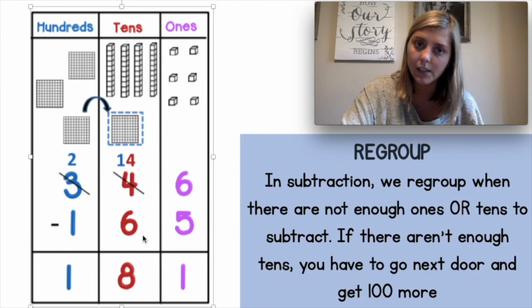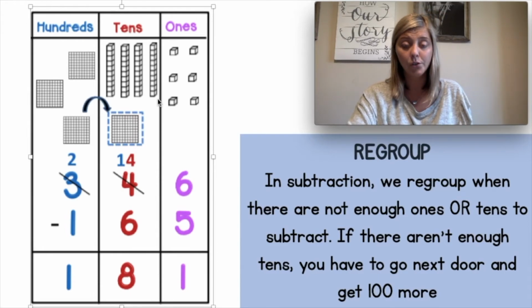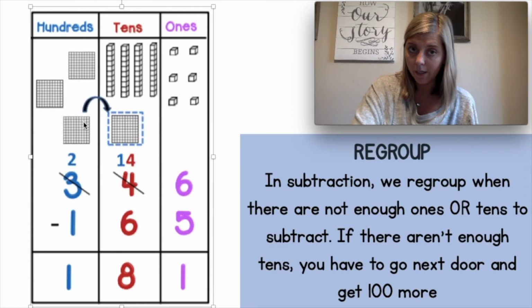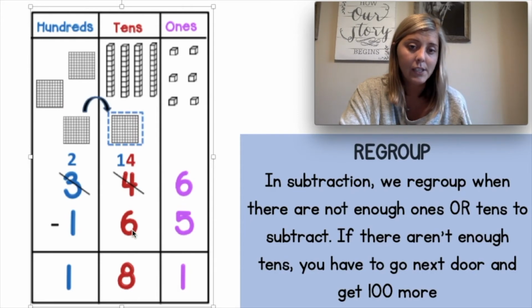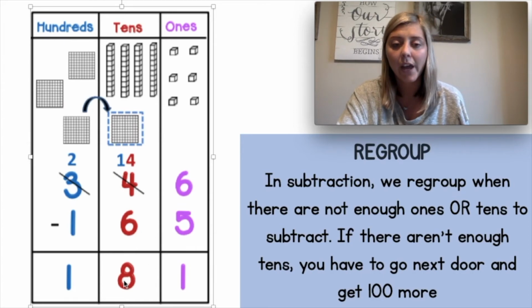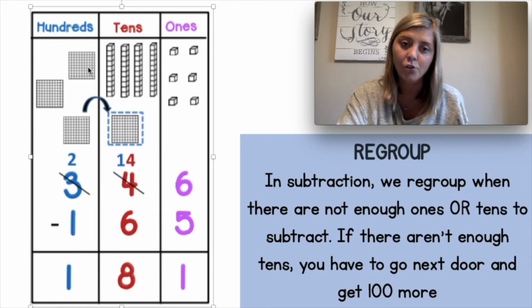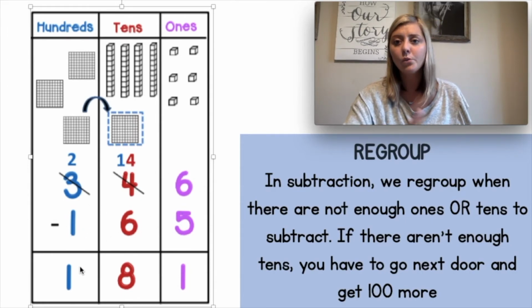Now I need to subtract my tens. I have to subtract 6 tens, but I only have 4: 1, 2, 3, 4. So what I have to do is go next door and borrow 100 more. I need to put that 100 over here, and we know that 100 has 10 ten sticks. So once I subtract 6 of those, it's going to leave me with 8. And then I need to subtract 1 of my hundreds. That one's already gone to the tens. I subtract this one, and that leaves me with 100 left. So 346 minus 165 equals 181.